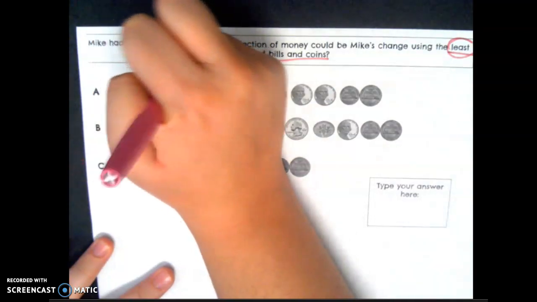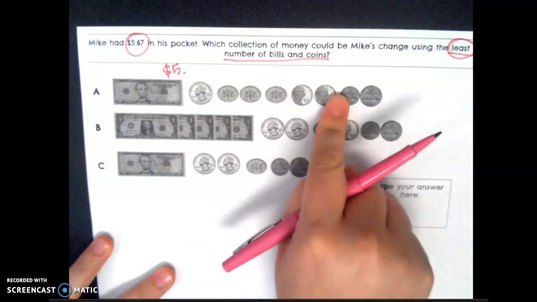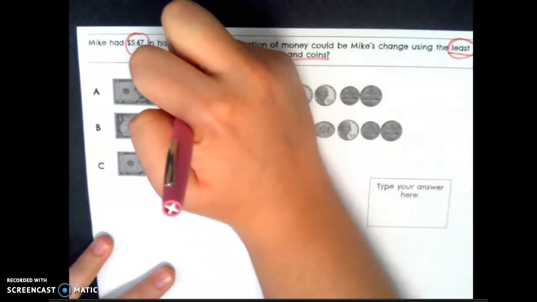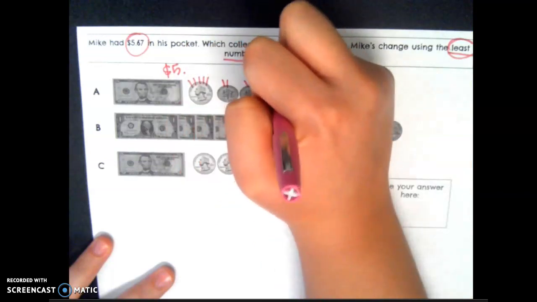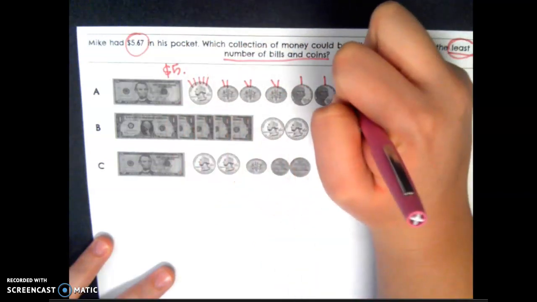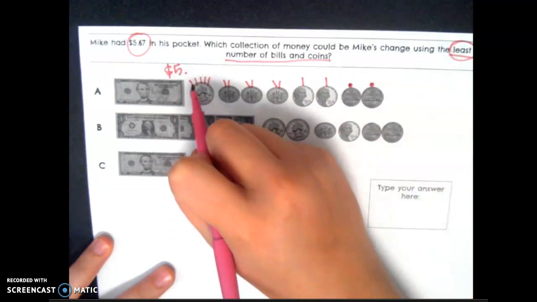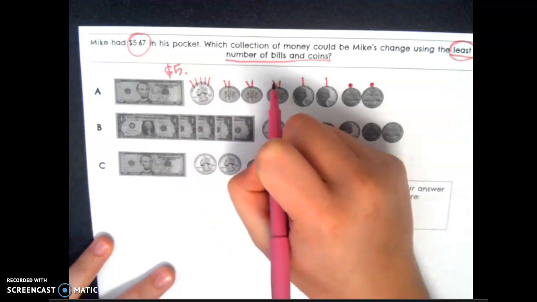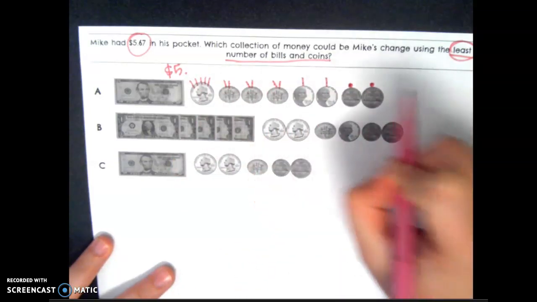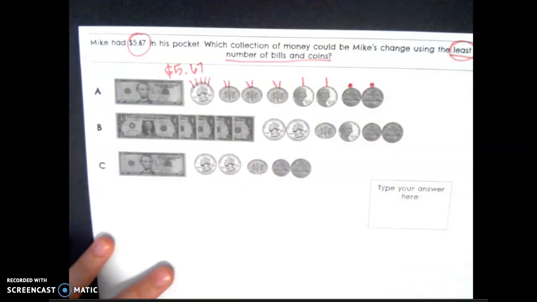Here's a $5 bill. This is a quarter, 3 dimes, 2 nickels, 2 pennies. My quarter gets 5 little hairs, my dime gets 2, my nickels get 1, and my pennies get a bun. So we're going to skip count by 5s. 5, 10, 15, 20, 25, 30, 35, 40, 45, 50, 55, 60, 65, 66, 67. So this is $5.67. But I'm not done.